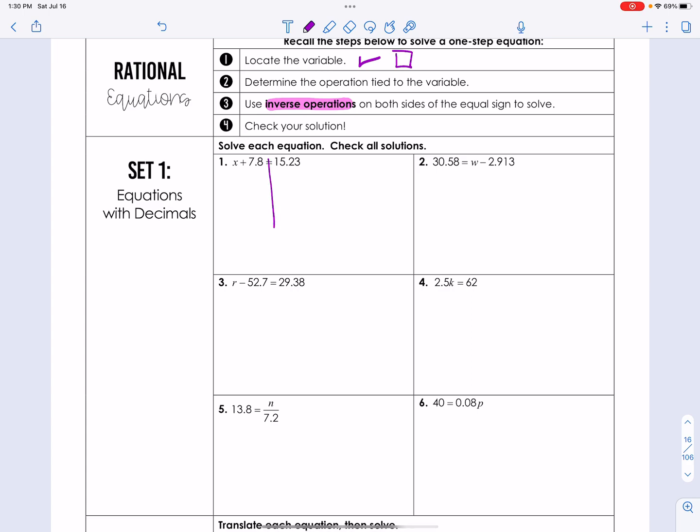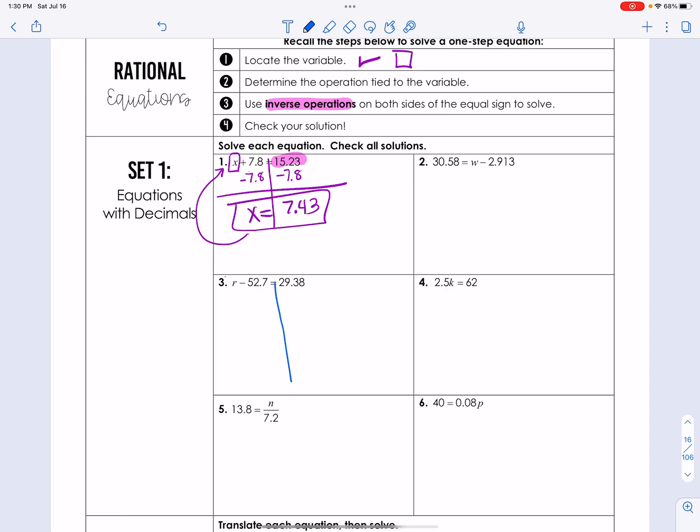So here is my line, here is my variable. I'm adding 7.8, so the opposite operation of adding 7.8 is to subtract, and I end up with 7.43, and I used my calculator. Okay, and then you can put that back in and you can check it with your calculator, do 7.43 plus 7.8, and make sure you get 15.23, which you will.